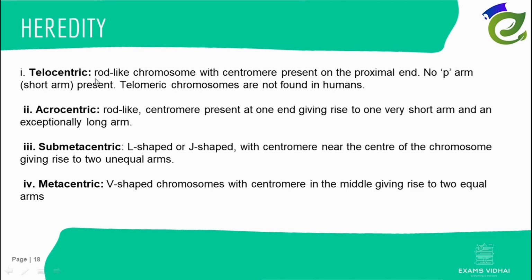Then telocentric, rod-like chromosomes with the centromere present at the proximal end, no P-arm or short arm present. Telocentric chromosomes are not found in humans. Acrocentric, rod-like, with the centromere present near one end giving rise to one very short arm and an exceptionally long arm. Submetacentric, L-shaped or J-shaped with the centromere near the center of the chromosome giving rise to two unequal arms. Metacentric, V-shaped chromosomes with the centromere in the middle giving rise to two equal arms.